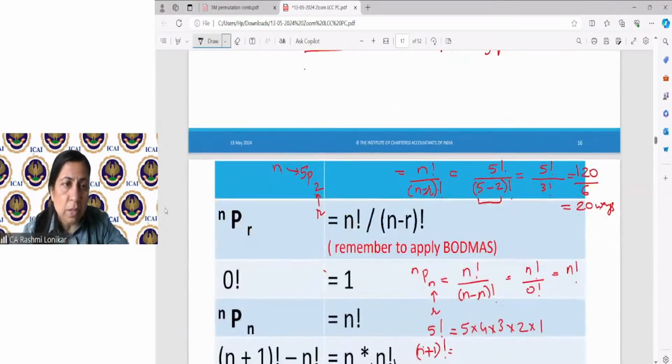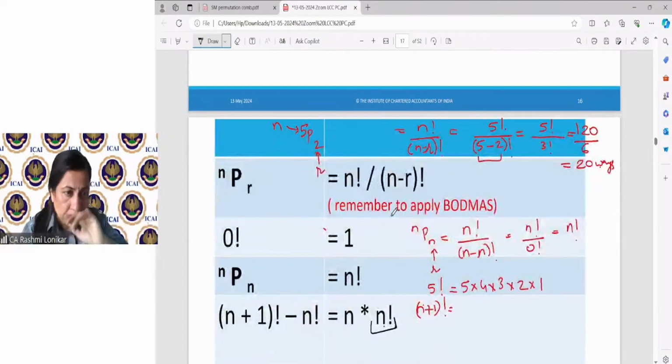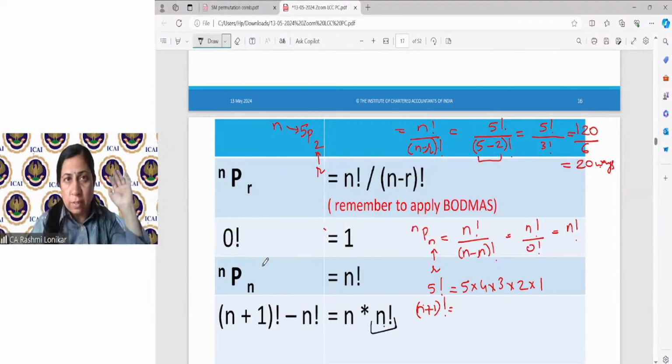See, nPr is n factorial upon n minus r factorial. Solve the denominator first and then do the factorial. 0 factorial is 1. What does 0 factorial mean? It means that I will not choose anything. I have n objects. For permutation, I want to arrange; in combination, I want to choose. Now, not arranging anything is also one option. That is why it is 1. In how many ways can you not choose, not arrange? There is only one way. And that is why that one is important.